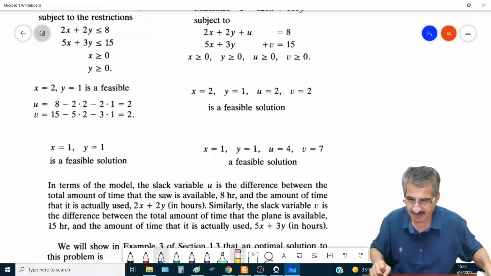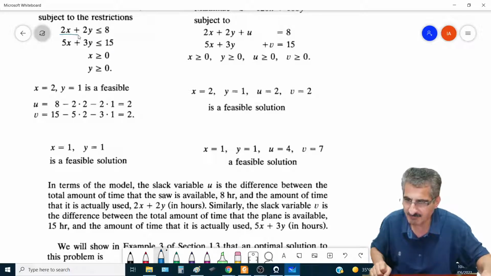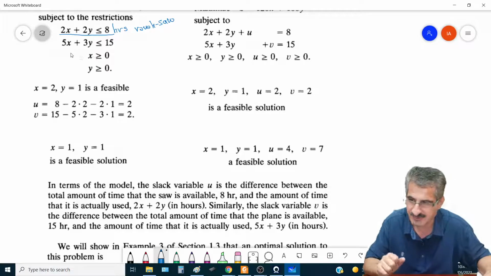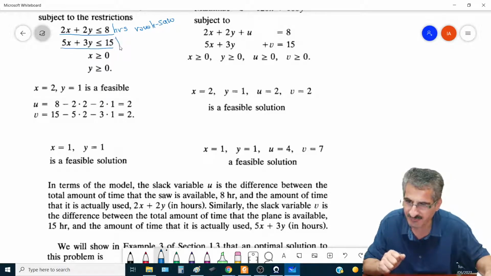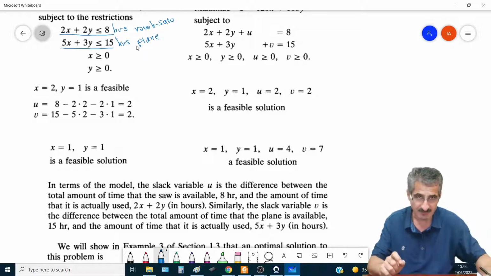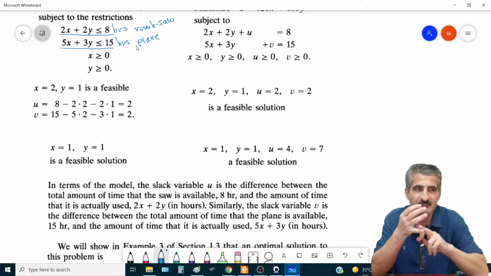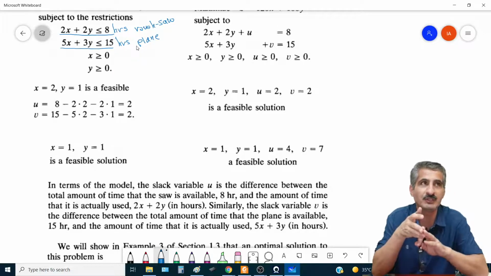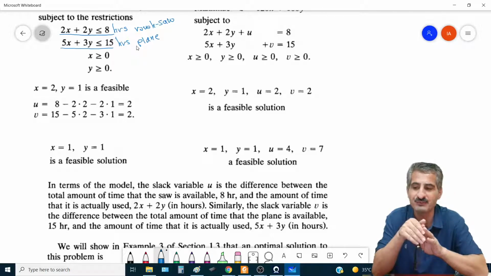Look what is happening. Do you remember what that means? 2x plus 2y less than or equal to 8. That was 8 hours of the rough saw, because the rough saw worked 8 hours at most, and this was 15 hours for the planing. Okay, so 2x plus 2y gives you how much you work on the rough saw, and 5x plus 3y gives you how much you work on the planing machine.